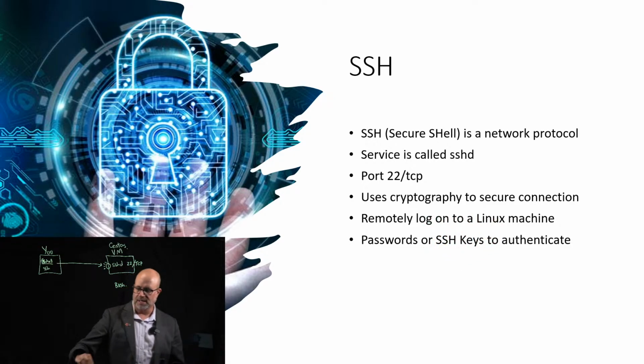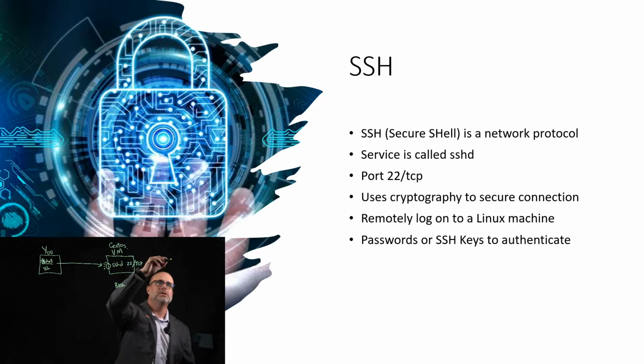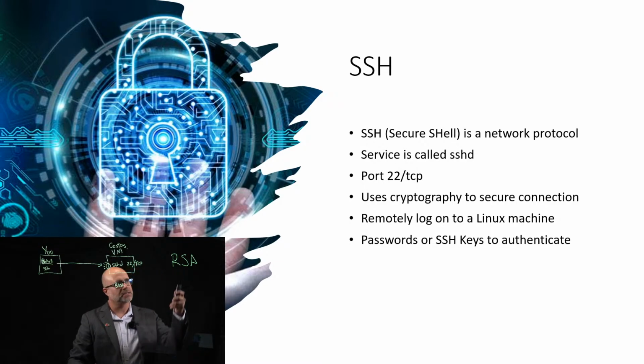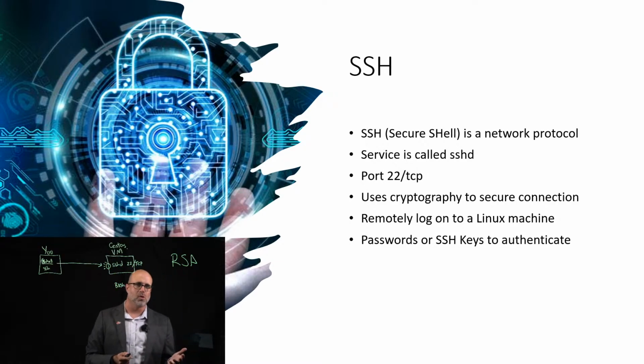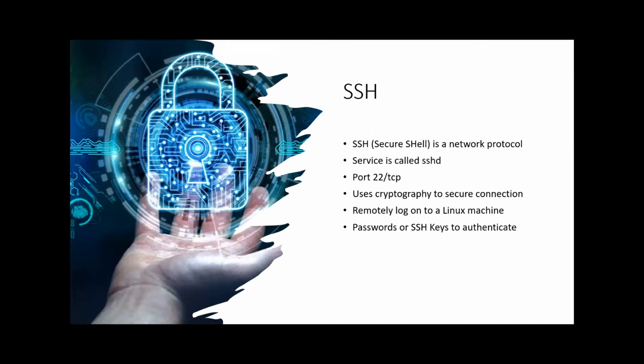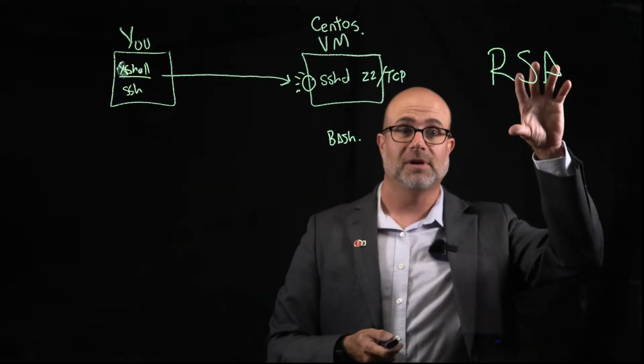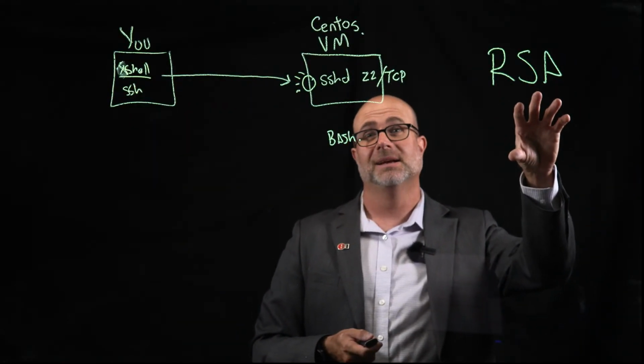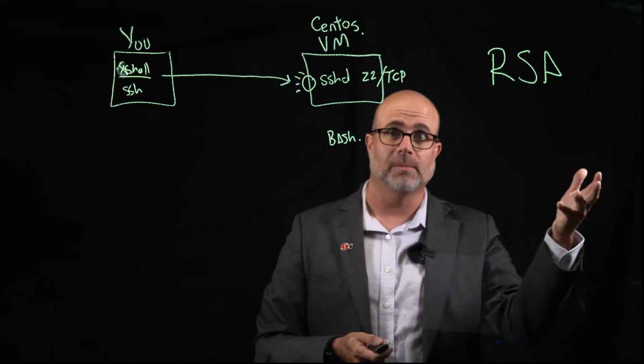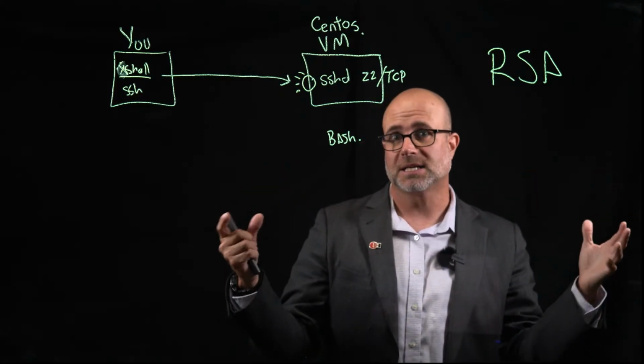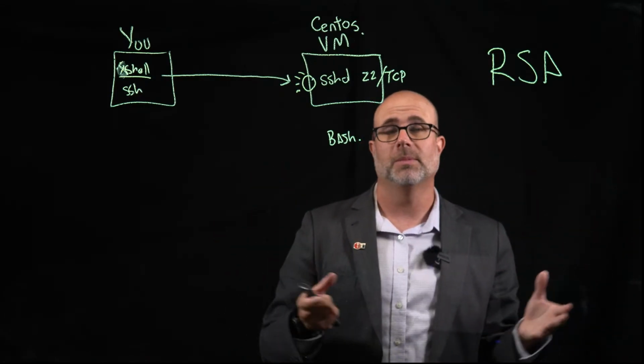And one of the asymmetric ciphers that we use for asymmetric cryptography is called RSA. That stands not for anything really cool. RSA stands for the initials of the guys who created the RSA algorithm, the asymmetric algorithm that we use for public and private key pairs.